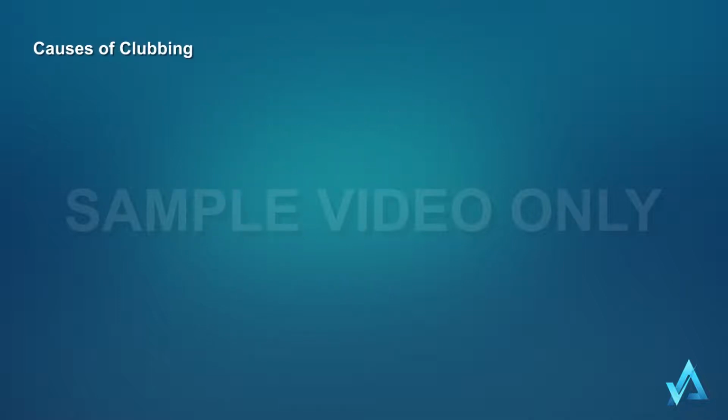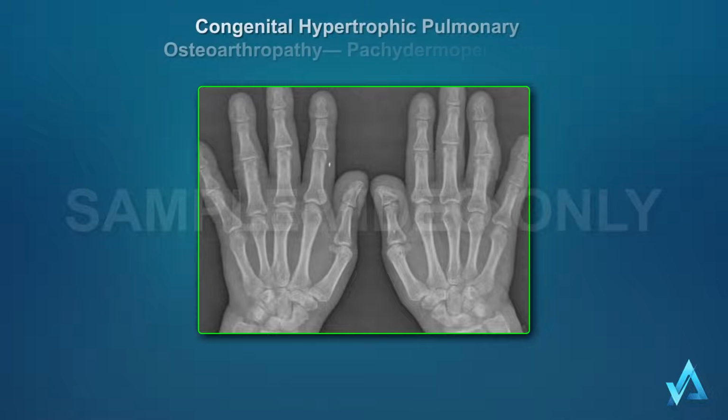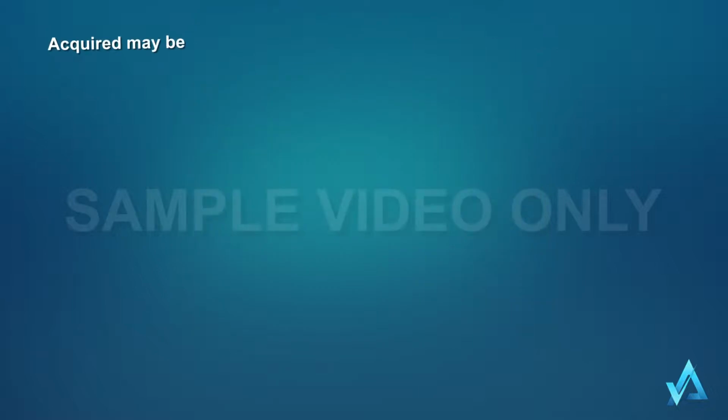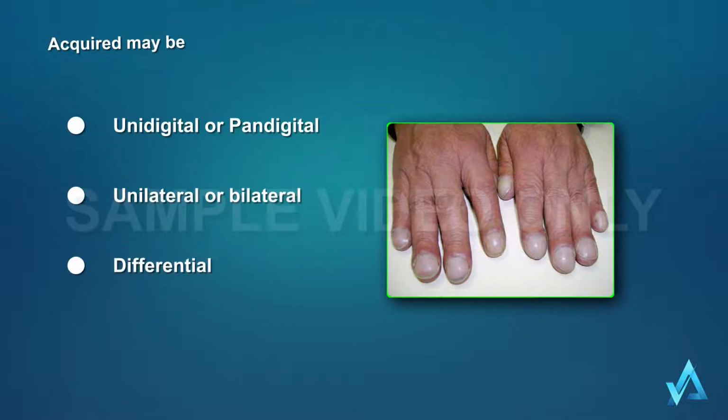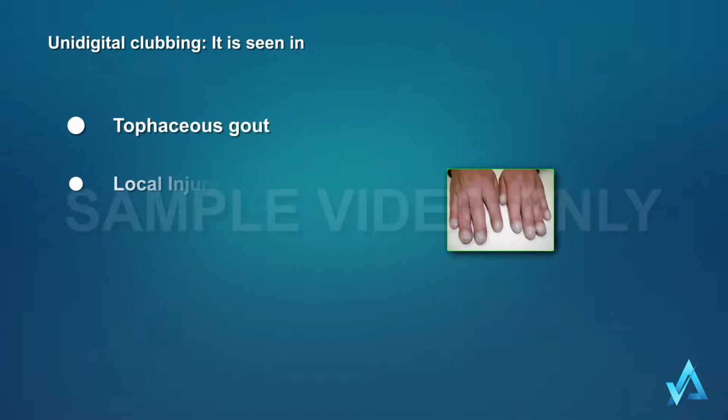Causes of clubbing: congenital or familial, congenital hypertrophic pulmonary osteoarthropathy, pachydermoperiostosis. Acquired may be unidigital or pandigital, unilateral or bilateral, differential. Unidigital clubbing is seen in tophaceous gout, local injury.